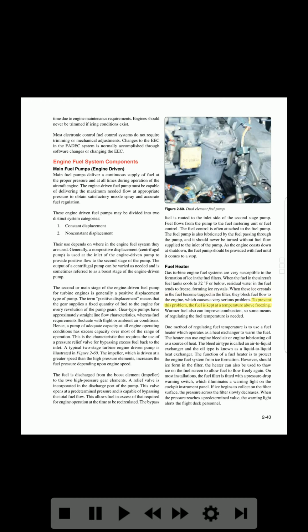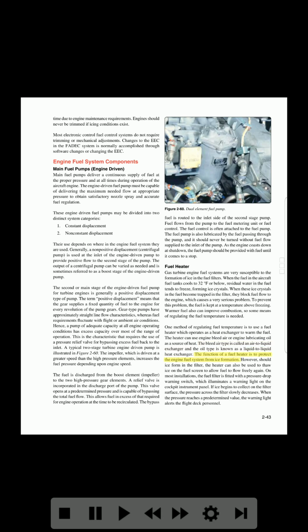To prevent this problem, the fuel is kept at a temperature above freezing. Warmer fuel also can improve combustion, so some means of regulating the fuel temperature is needed. One method of regulating fuel temperature is to use a fuel heater which operates as a heat exchanger to warm the fuel. The heater can use engine bleed air or engine lubricating oil as a source of heat. The bleed air type is called an air-to-liquid exchanger and the oil type is known as a liquid-to-liquid heat exchanger.